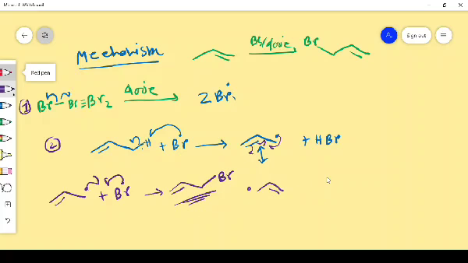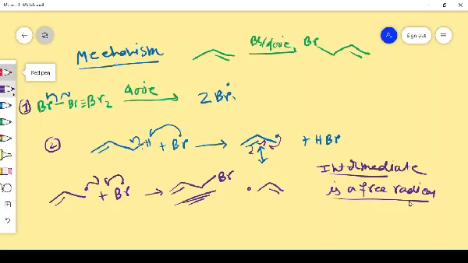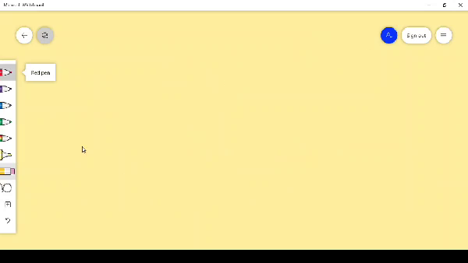So this reaction goes through a free radical pathway. The intermediate is a free radical. So the product will be controlled by the stability of the free radical. Now let's go for some examples of these kinds of reactions, because these reactions are very important, and JEE and other competitive exams frequently ask questions from these reactions. So in the next part, we will solve some examples.